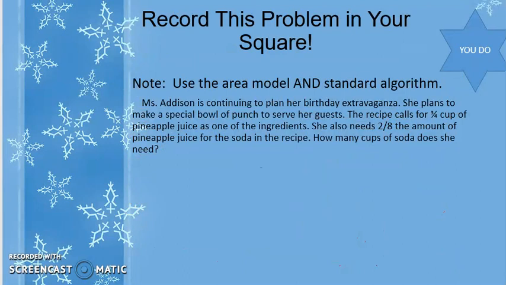Now let's go on to the you do. Go ahead and take a look at this question, record your answers in your notebook. Remember to do the area model and the standard algorithm, and we'll come back and check our answer.